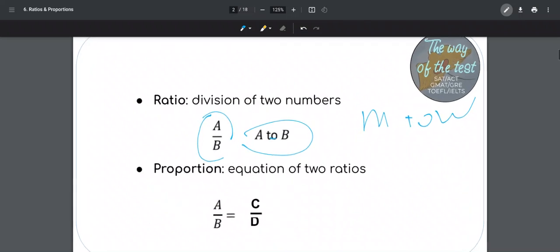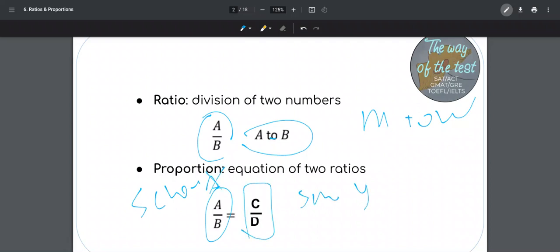The proportion is the equation formed by two ratios. So let's say A over B is the ratio of men to women on school A, and this is school X, and this is school Y. Now a proportion will be like making them equivalent, or making the ratios the same.